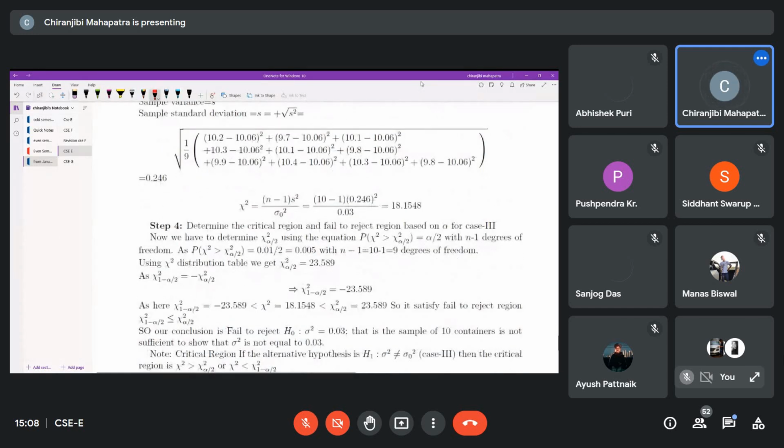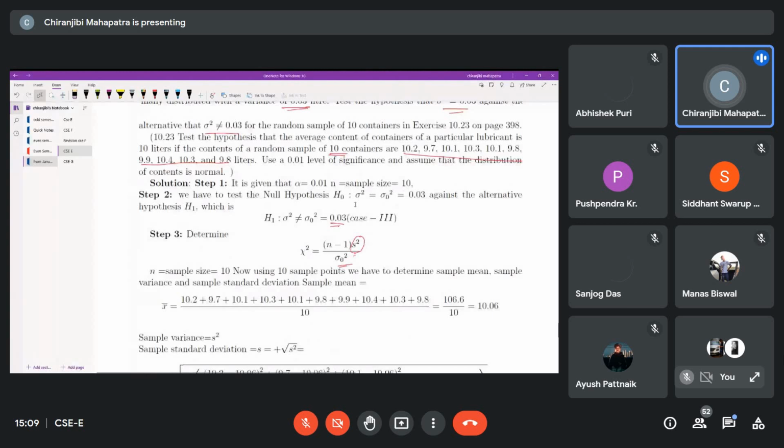So after finding the s square we have calculated and taken the square root. So s is equal to 0.246, or s square equals 0.246 square. So by solving it we got that it is equal to 18.1548. And what kind of test is it? It is a two-tailed test, because the alternate hypothesis is sigma square not equal to sigma naught square.